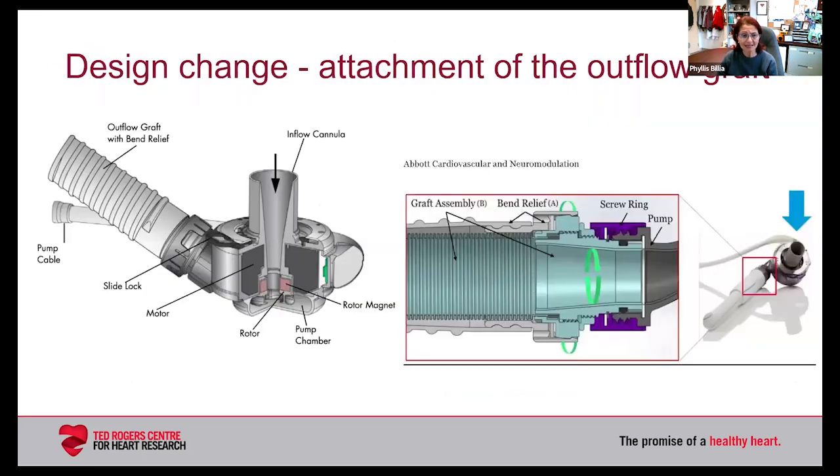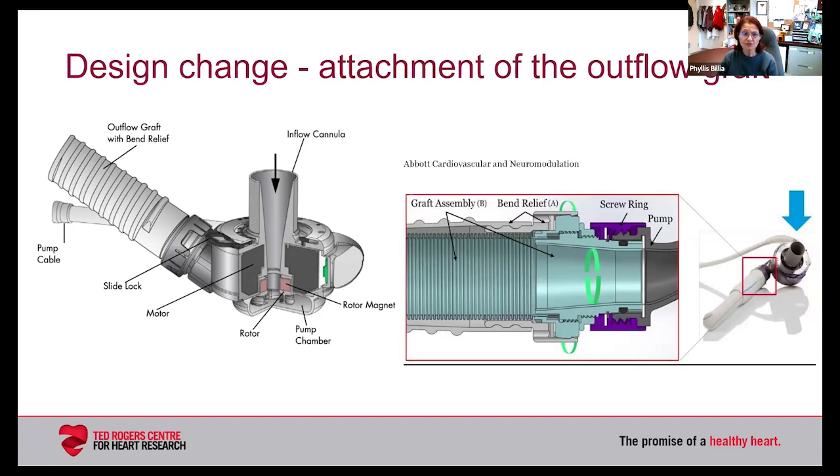So let's look quickly at the mechanics of the problem. And this is from the Abbott advisory. The HeartMate 3 is designed to allow for rotation of the outflow graft connector by the surgeon after connecting it to the pump so that the proper alignment of the outflow graft can be made during the implant without having to disconnect the outflow graft from the pump.